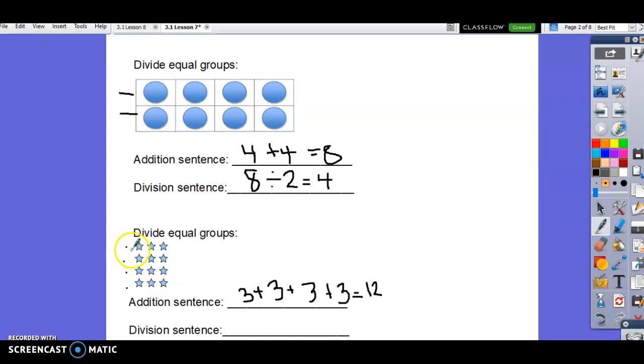So we said we have 4 groups here. So I have 4 3s. So 3 plus 3 plus 3 plus 3 equals 12. Now I want to take that and flip that into a division sentence. So I want to say 12 divided by, and I'm going to do how many groups here. So how many groups do I have? I have 4. And then I'm going to think about the size of my groups. So the size of my groups, there are 3 in each row. So if you got it, great.